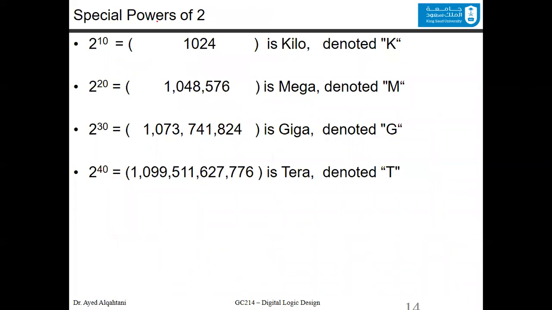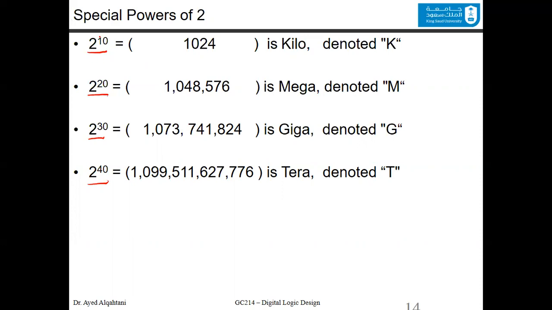Now we have special powers of 2, which are 2 to the power of 10, 2 to the power of 20, 2 to the power of 30, and 2 to the power of 40. 2 to the power of 10 is what we call a kilo, and we denote it by the capital letter K. 2 to the power of 20 is the mega, denoted by M. 2 to the power of 30 is giga, denoted by G. And 2 to the power of 40 is tera, denoted by the letter T.